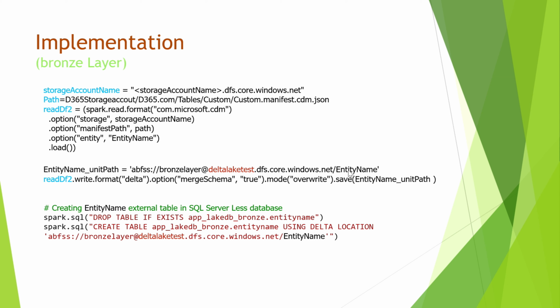Once the data is created as a delta table, we create an external entity in the SQL serverless database, and we call that app underscore lakedb underscore bronze dot entity name. If the entity is customer, then it will be the bronze dot customer table. And this is the sample script showing how to create the external table based on the created delta format.